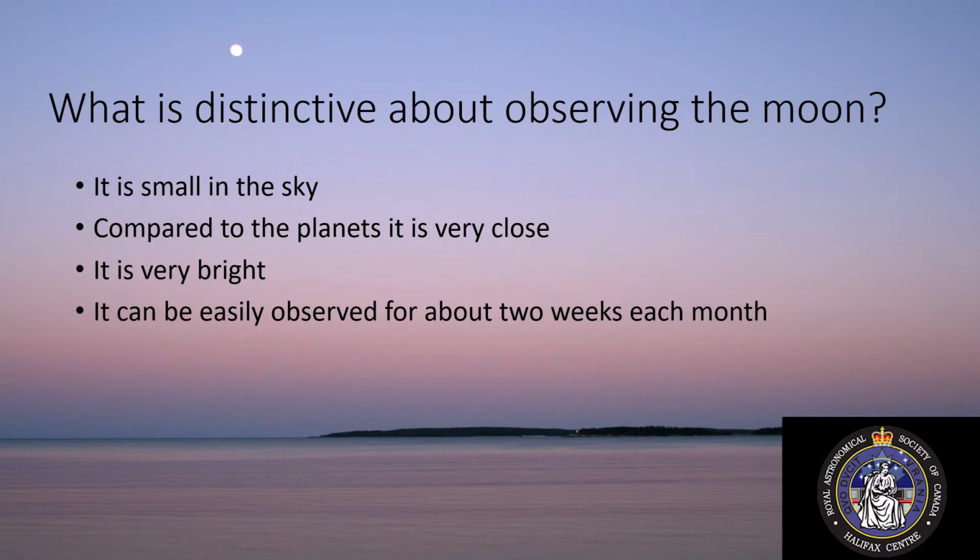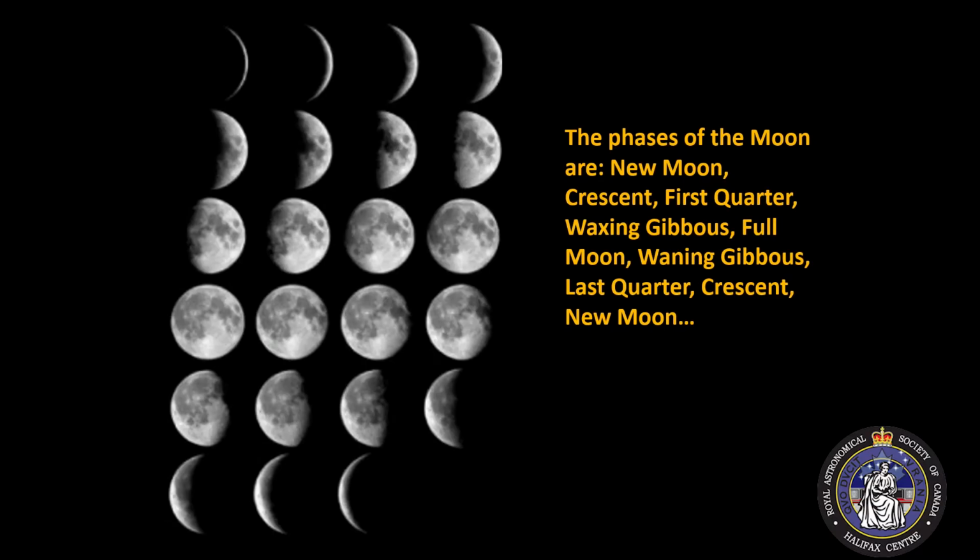And also, it is easily observed about 2 weeks of each month. The moon has a 28-day cycle as the shadow line or terminator moves across the face of the moon, which means you can anticipate what you can see along the terminator when planning your observing session.